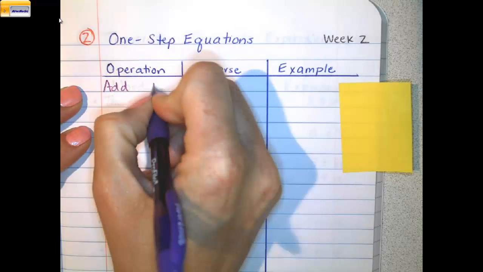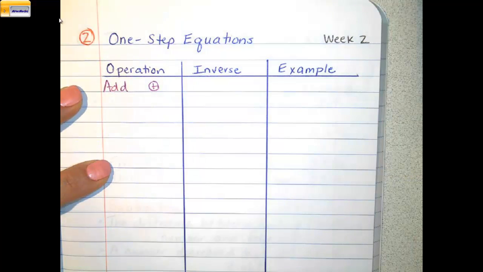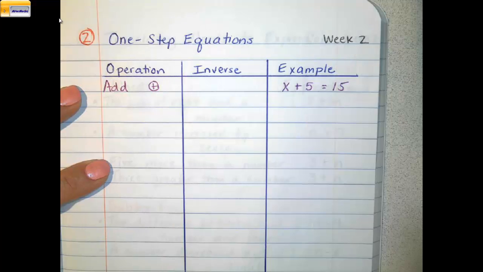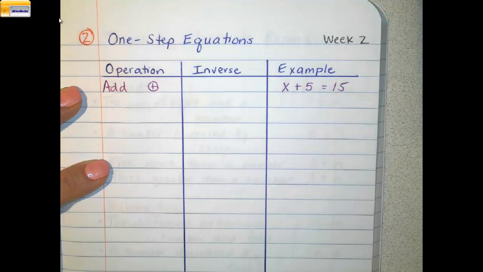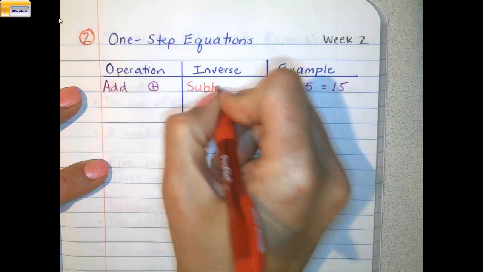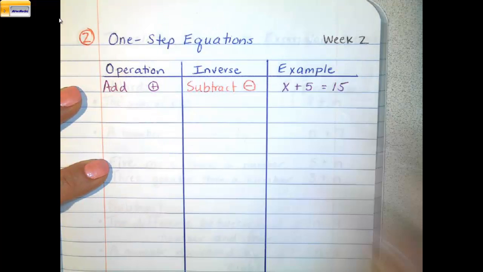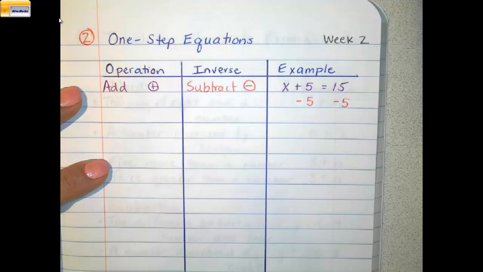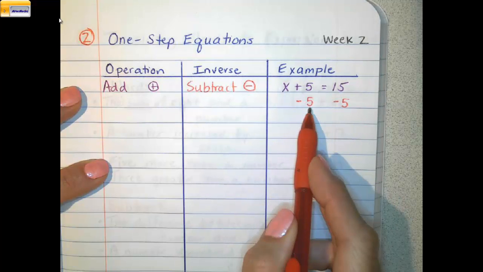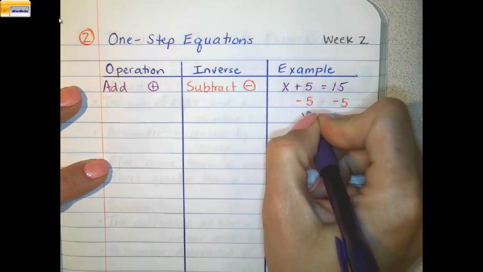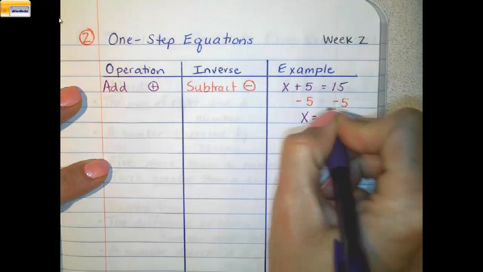When we add, we may have a problem such as x plus 5 equals 15. This is an addition problem. To solve this problem, we use the inverse operation of addition. So instead of adding, we subtract. That means you subtract the constant from both sides of the equation. So x plus 5 minus 5 equals 15 minus 5. Our solution becomes x equals 10 when simplified.